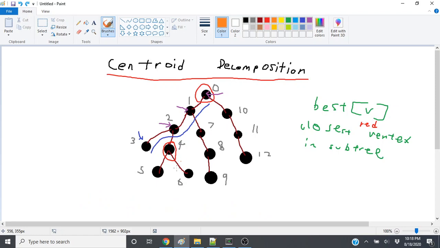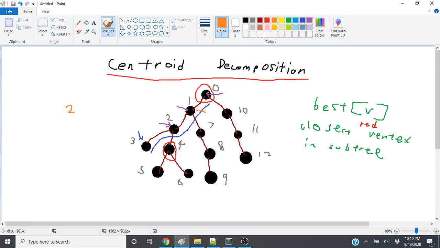So we can simulate this exactly on this tree. So for example, here, their best of 3 is infinity, so we can't do anything. Here, this is 1 away, and best of 2 is 1 because we have this vertex that's 1 below it. So now our answer is 2. All right, before it was infinity, so now it's 2.